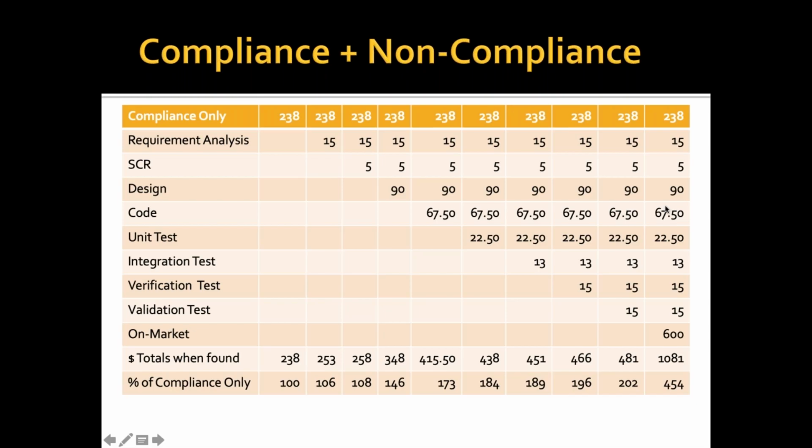So for compliance only, I know $238. When you get all the way down here, the same thing is again 454% more at $1,081. And again, this was only for one requirements change. How many of you have multiple requirements changes at different levels? How many of you get through into verification and say, oh, shoot, we didn't code this part, and then we're going to go back and do it?